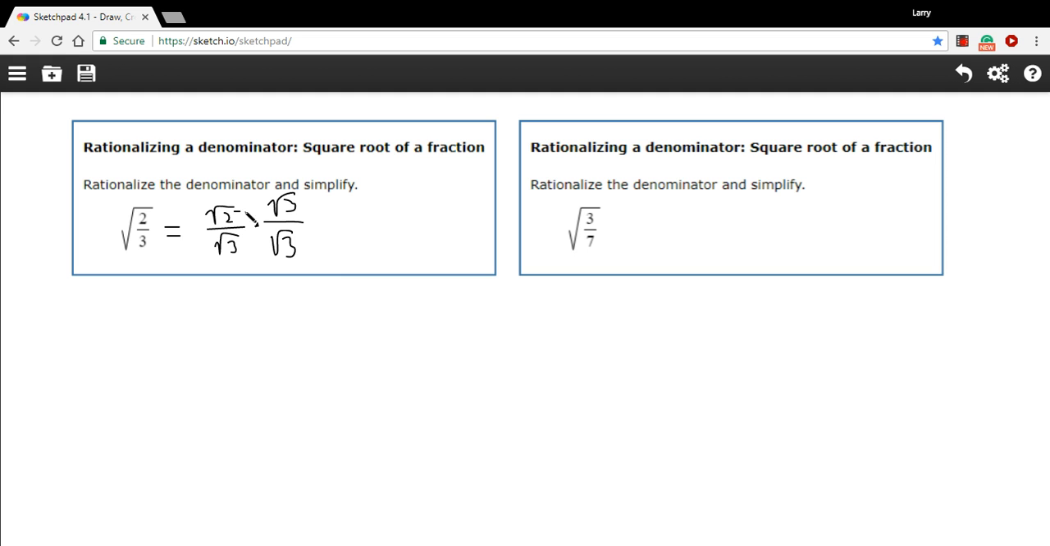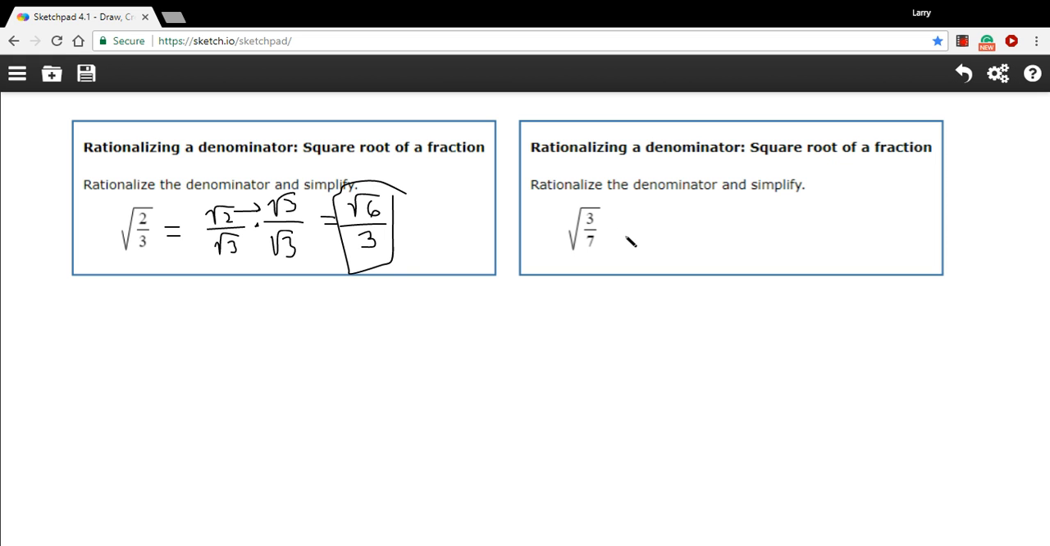When we do that, let's multiply across the top. So the square root of 2 times the square root of 3. Remember, when we multiply square roots, we can just multiply these numbers together and put them under the radical sign. So that becomes the square root of 6. And on the bottom, the square root of 3 times the square root of 3, that's the square root of 3 squared, or just 3.